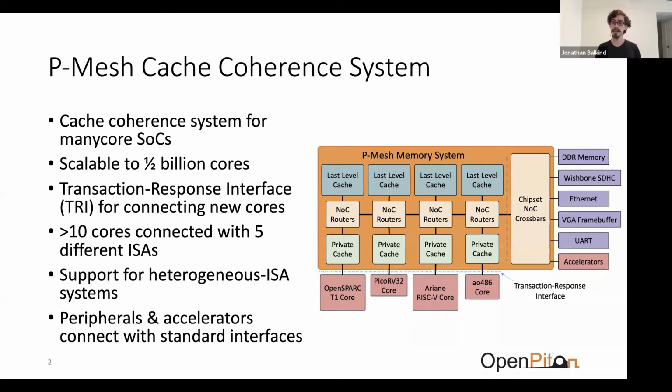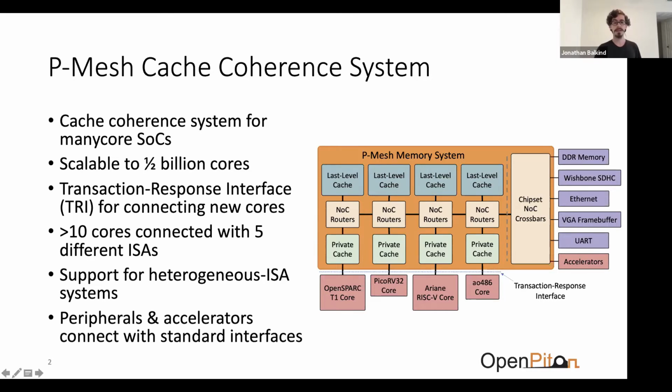Now, you'll notice I mentioned many core rather than multi-core. Our research in general has focused on extreme scalability. And so we have designed the PMesh coherent system to have scalability in addressing up to 500 million cores. You might never want to build that system, but the idea is that this enables us to test out the problems that come when you try to scale to very large scale.